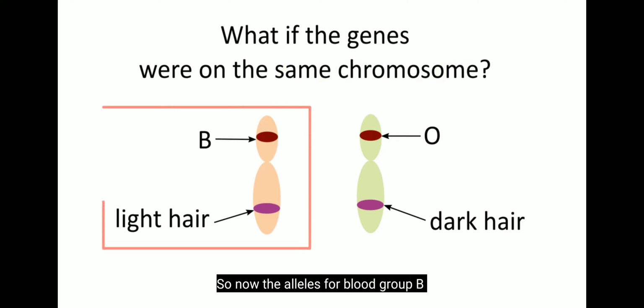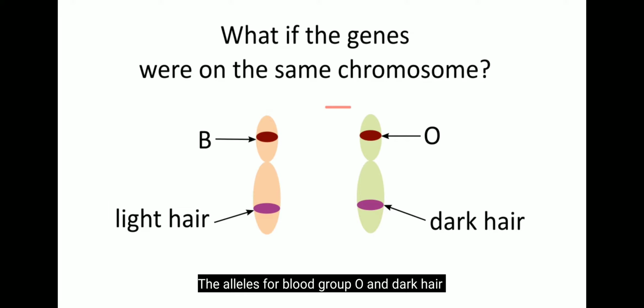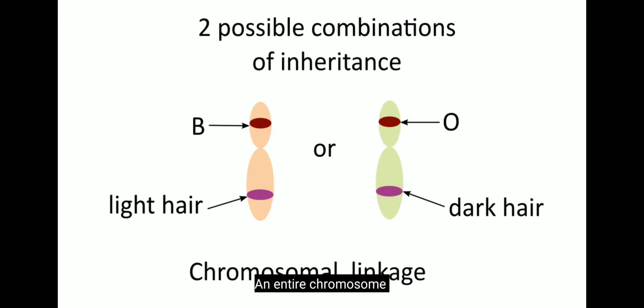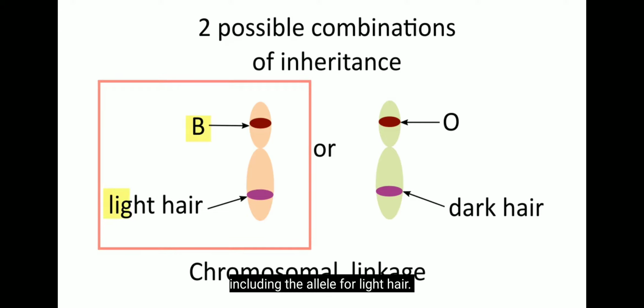So now, the alleles for blood group B and light hair would be on the chromosome from mom. The alleles for blood group O and dark hair would be on the chromosome from dad. An entire chromosome is usually inherited as a unit. If their child inherits an allele for blood group B, they will most likely also inherit the rest of this chromosome, including the allele for light hair.